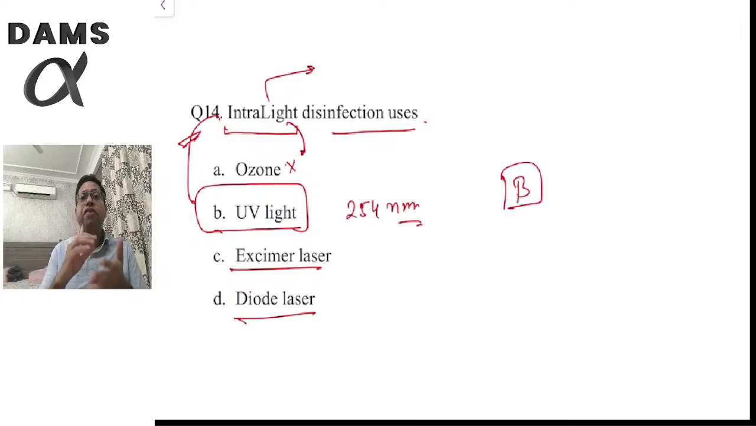And similarly, we can disinfect the root canal that is potentially laden with microbes and pathogens by using ultraviolet light of 254 nanometer. So another question is, what wavelength of ultraviolet light is used? It is 254 nanometer, and the device is commercially called Intralight.